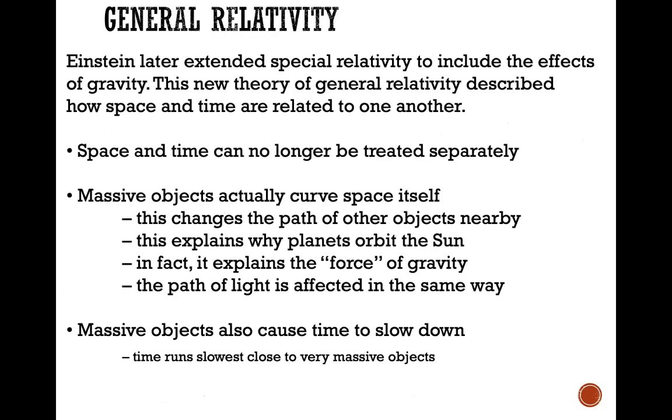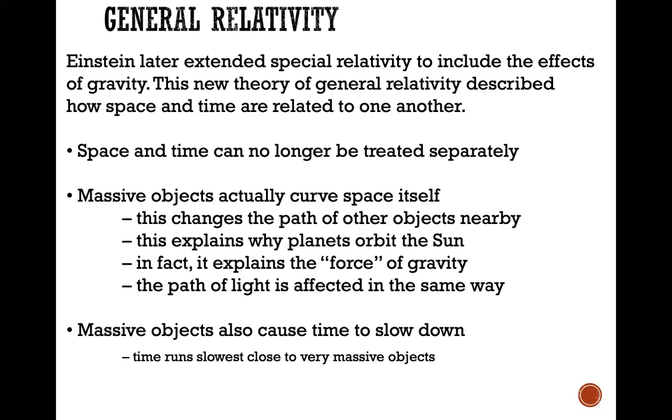And after 10 years, in 1915, he introduced his revolutionary theory of general relativity, right? Now, this general relativity actually includes the effects of gravity. This is why it is important in astronomy. So this new theory of general relativity, which incorporates the effects of gravity, explains how space and time are related to each other, right?